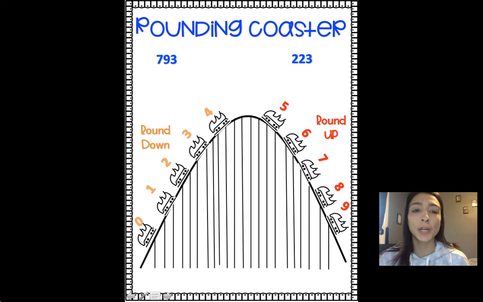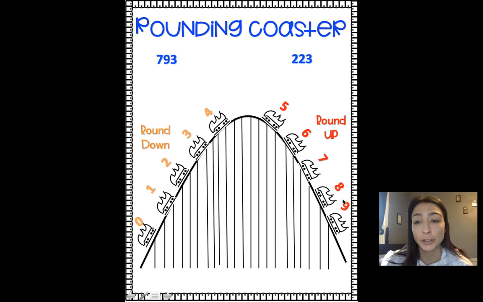Hi, boys and girls. Before we go into our new topics for this week, I just created a little anchor chart to help us see, or to remind us about, our rounding rules. So, if you see, I have a little rounding roller coaster.